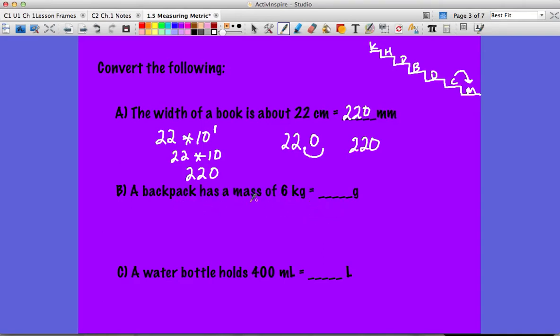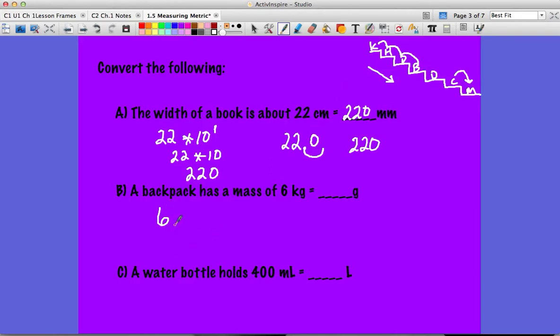I have a backpack that has a mass of 6 kilograms. And I want to know how many grams that is. So first I have to decide, am I going up or down? I'm going down the stairs. So since I'm going down the stairs, I know my decimal has to move to the right. And it has to move 1, 2, 3 places. Now, a lot of students make the mistake of counting the stair that you start on. When you count stairs, you don't stand here and say, okay, 1 step, 2 steps, 3 steps. No, you say 1 step, 2 steps, 3 steps.